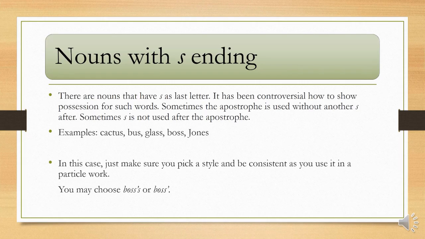Now, in this case, just make sure you pick a style and be consistent as you use it in a particular work. You may choose bus, where you will add the apostrophe and then s, or you just include the apostrophe without the s. In which case, bus with the apostrophe and s becomes buses. Okay? My boss's wife, my boss's children. You can say it that way, or you can write it this way in order to signify that you are actually referring to your boss, a singular noun, but then it ends with an s. That is why it is written that way.